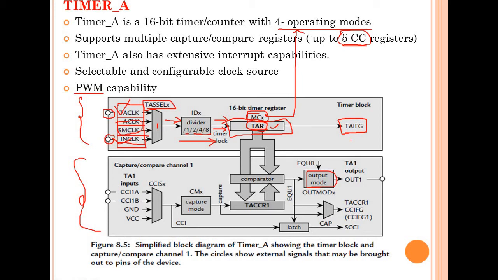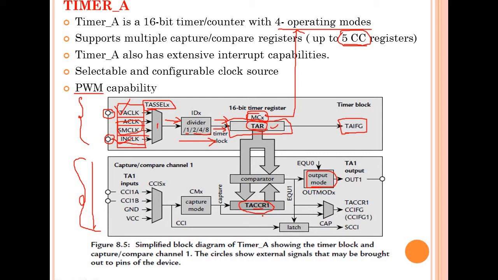And next, coming to the capture and compare block. This is an important register you want to know: TACCR1, the timer A capture and compare register. See here, timer A capture and compare register. Now I will say how to generate delays with the help of the timer and this timer A capture and compare register.